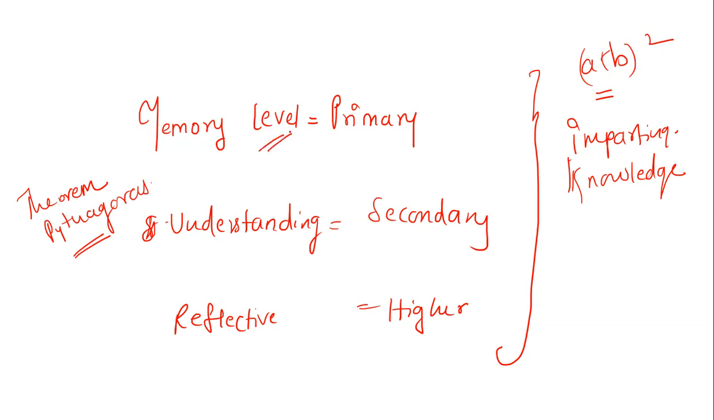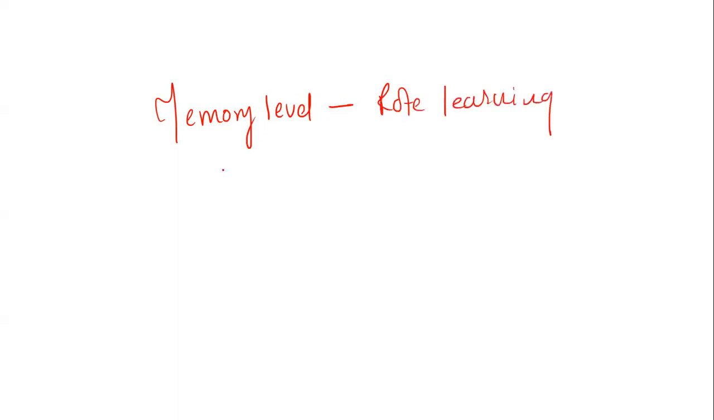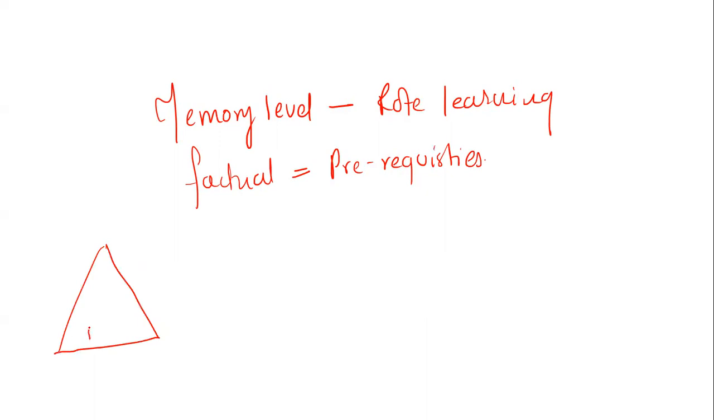So when I'm talking about memory level, it is a rote level of learning. If you want, I will just clear the screen so that it becomes easier for you. Memory level is basically rote learning, right? Now, when I talk about rote learning, it is something which has to be very factual and which is a prerequisite. Now, how does this word prerequisite come? In the previous slide, I gave you the diagram of memory level, then we have understanding level, and then we have reflective level, right?